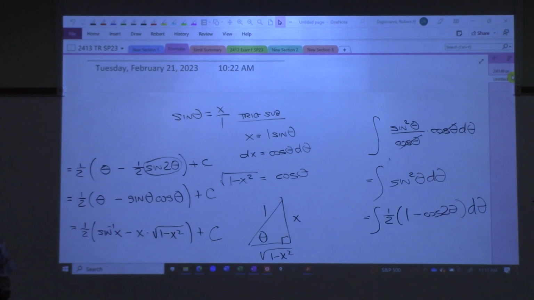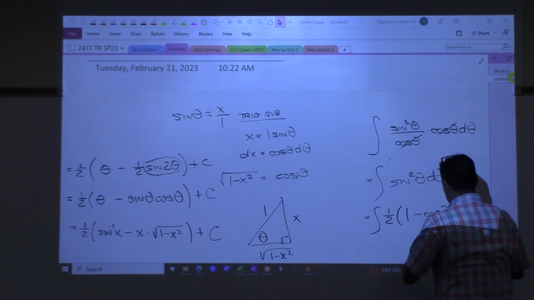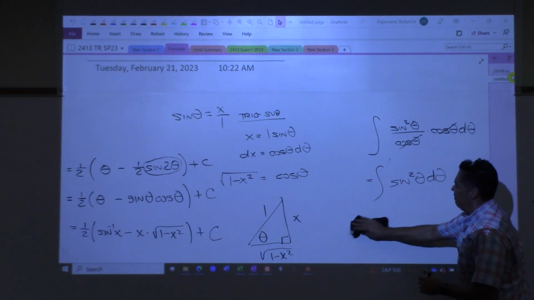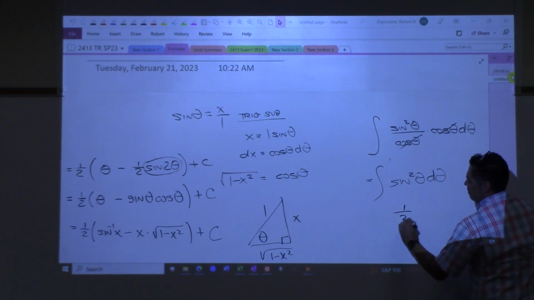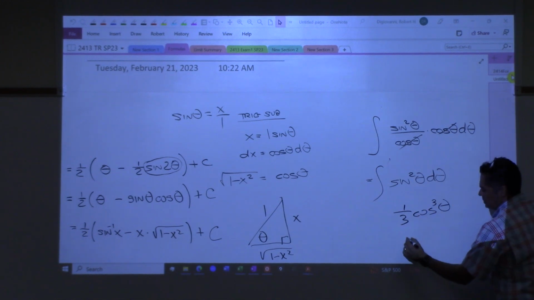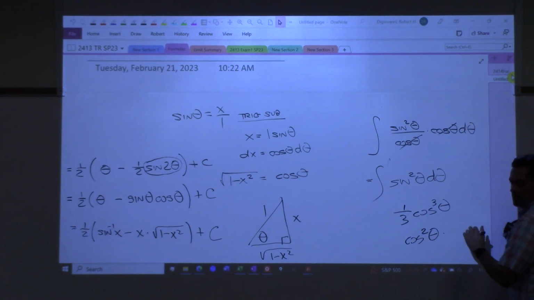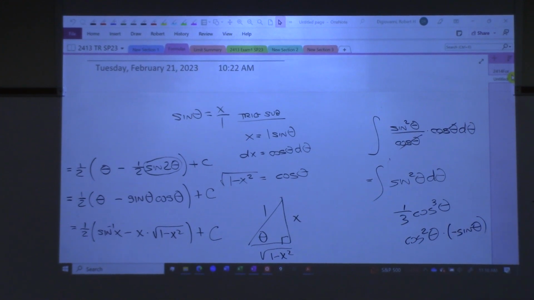Yes? This is like a stupid question, but why is it sine squared, one third cosine? Wait, what? Oh, okay, yeah, got you. Well, I think you might be able to answer that yourself. Think about what you're asking. Why is it, right? Take the derivative. Times, right? Chain rule, right? So you'll have a negative sign now. Yeah, unfortunately.